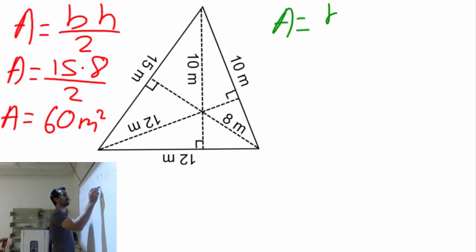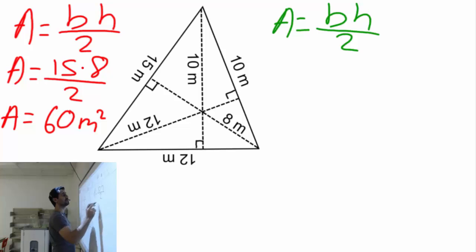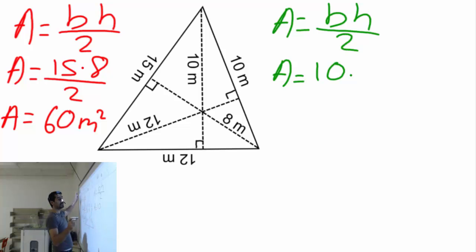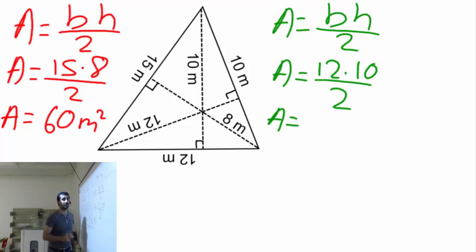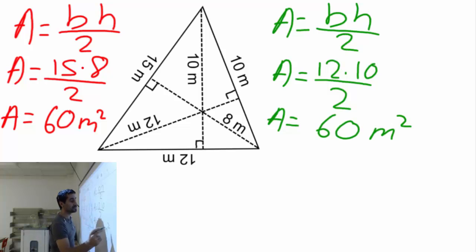Area equals base times height divided by 2. I said 10 times, I'm sorry, that's not the base, right? That's the height. You're going to have the same results anyway, but let's just follow the formula. B is 12 times height is 10 divided by 2. That would give you 12 times 10 divided by 2, again 60 meters square.